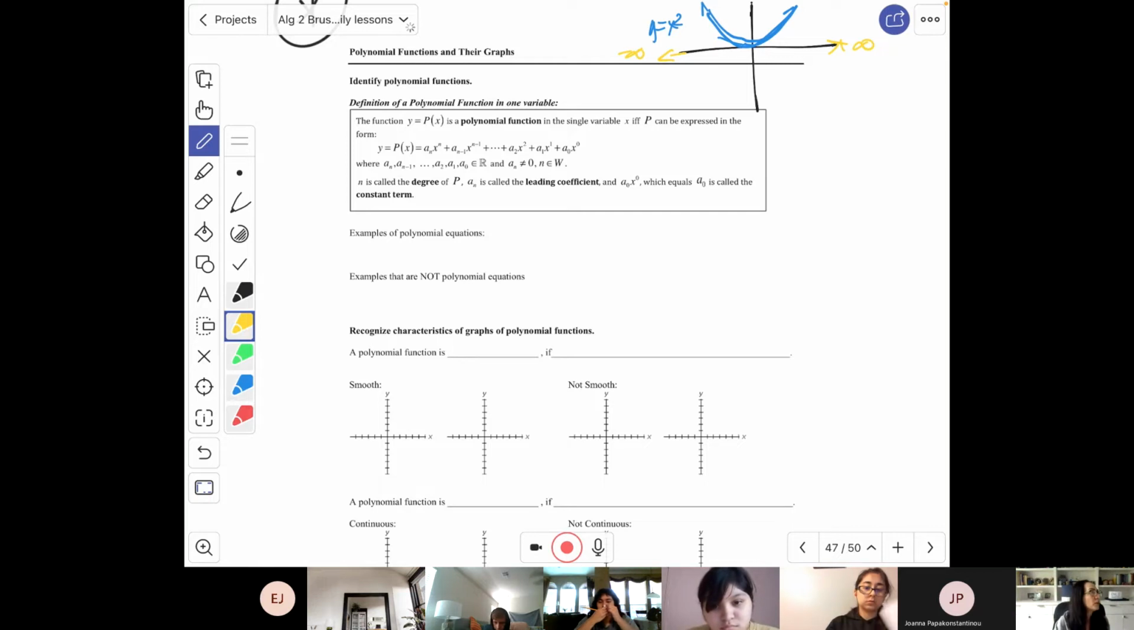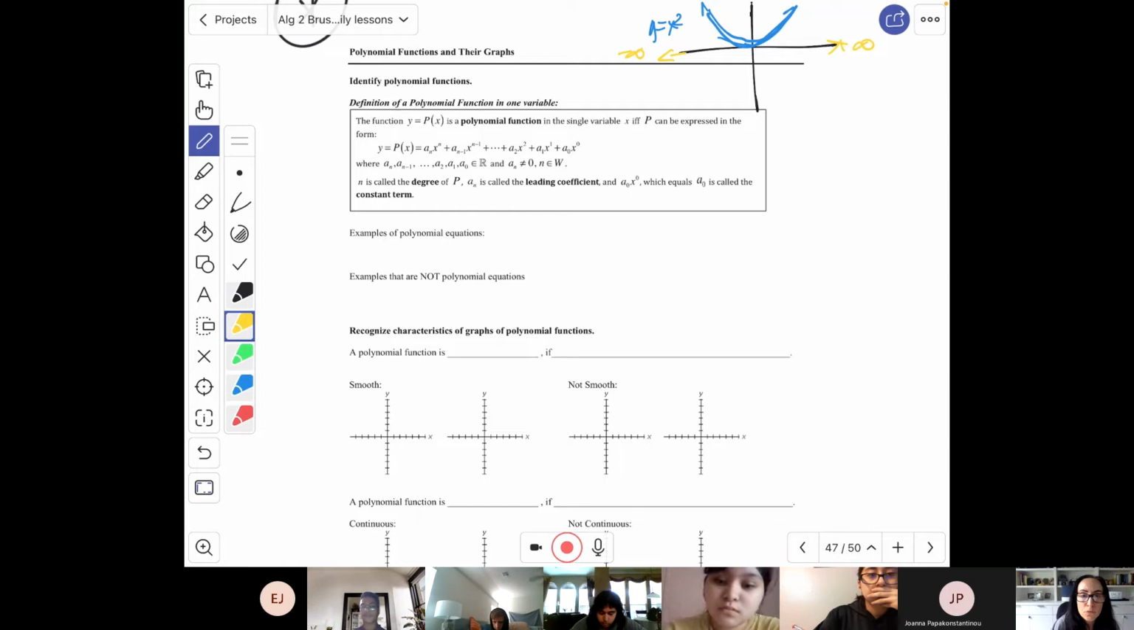So let's move on to polynomial functions. We've seen some polynomial functions. The polynomial functions that we've worked with are, well, quadratic functions are polynomial functions. Cubic functions are polynomial functions. Quartic functions are polynomial functions. In essence, x to any positive whole number exponent is a polynomial function.